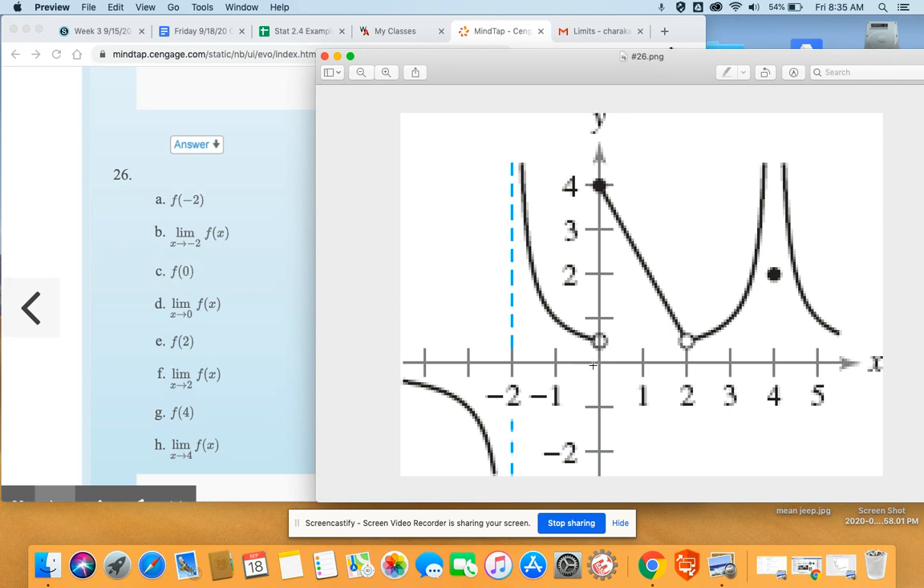Letter C, f of 0. Here's 0. We look above it and below it. We see a closed circle at 4. The answer to letter C is f of 0 is equal to 4.